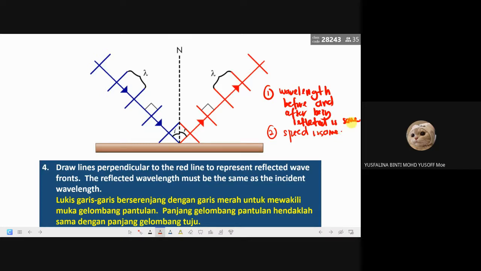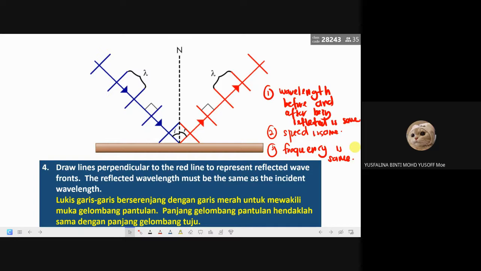Velocity is different because there is a change of direction here, and you know velocity is a vector, so it needs a direction also. If the direction of propagation changes, the direction of the velocity also changes. So we cannot say the velocity is the same, only the speed is the same, the magnitude. And then number 3, the frequency is also the same before and after being reflected. So these are the 3 characteristics of the reflection of wave. But there is one thing that changes in the reflection of wave. Can you tell me what changes here? You can see on the diagram.